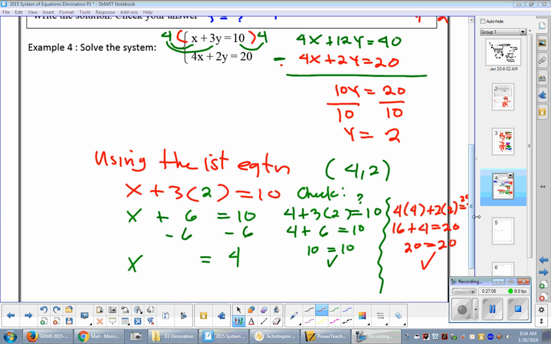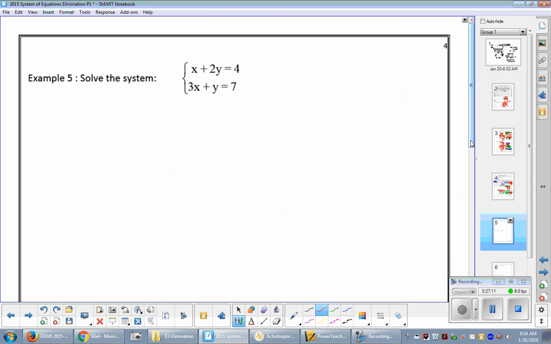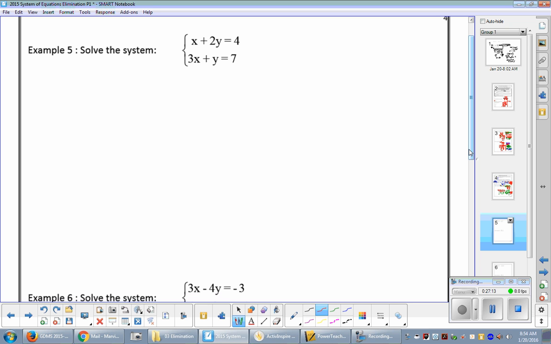Okay, let's check the next example. Example number 5. In this particular example, we can eliminate either the x or the y. So you have to identify first which variable you want to eliminate. Okay, you want to eliminate y. So let's say we are going to eliminate our y. So what should I multiply that? So look at my first equation. First equation, I have x plus 2y equals 4.